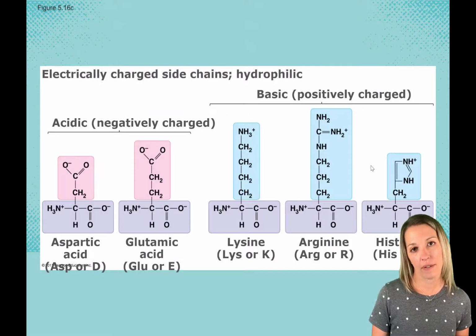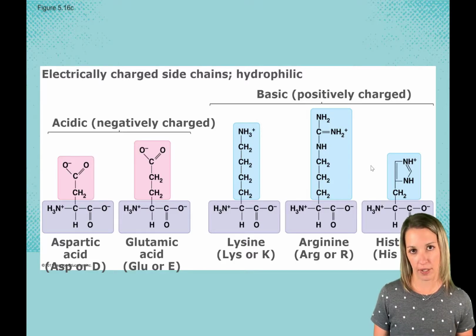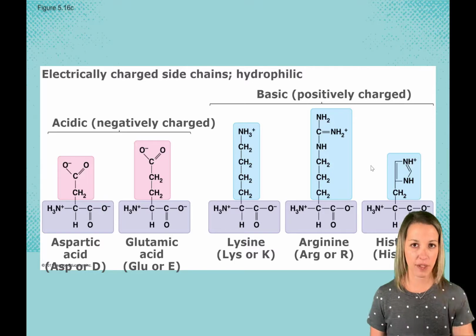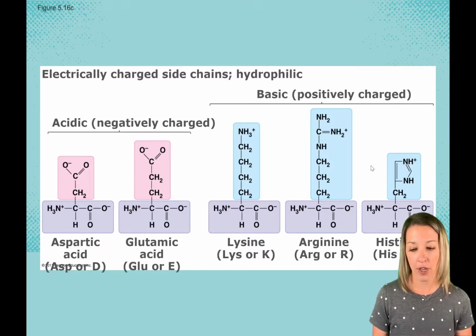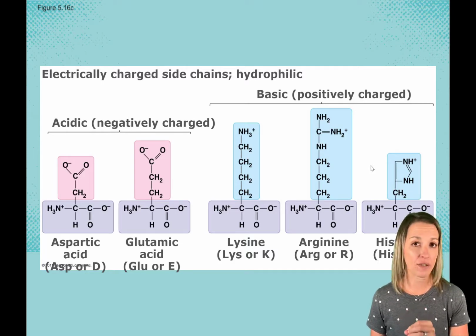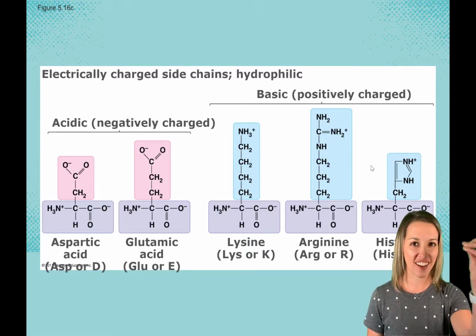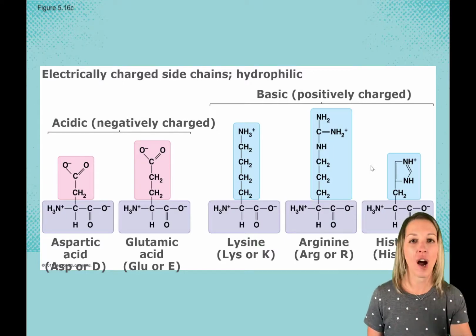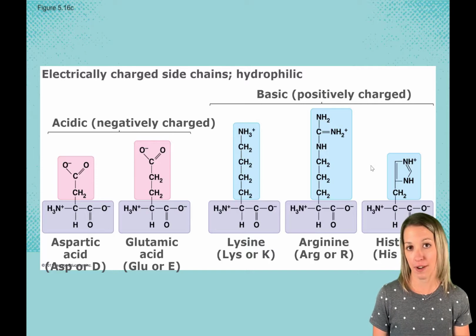And then we also have electrically charged amino acids, which makes them, again, hydrophilic, right? If we create positive and negative, they're attracted to water. So you'll see that you have two acids, aspartic acid and glutamic acid, that have that negative charge. Again, they've donated a proton. Remember, acids are proton donors. So they've given up a hydrogen, and it makes them have a negative charge.